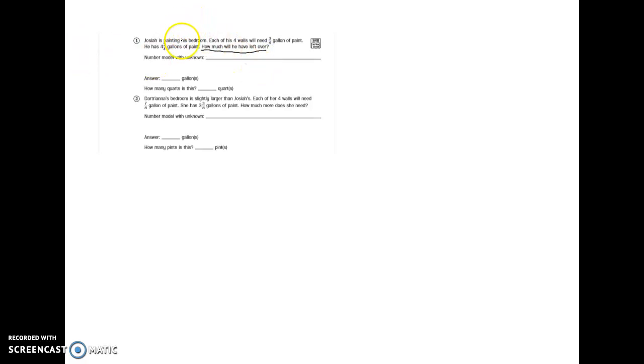So I'm going to go ahead and figure out, if he's starting with 4 2/4 gallons of paint, I'm going to start knowing that he has 4 2/4. Now we're going to subtract out whatever he is going to use on the walls. When it says left over, that lets us know that subtraction is going to have to be involved. So we're going to have to subtract out whatever it is that he is going to use.